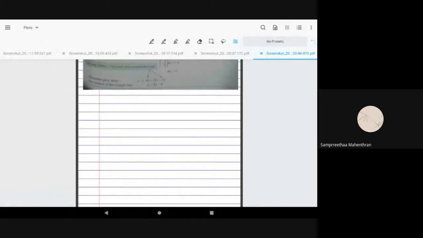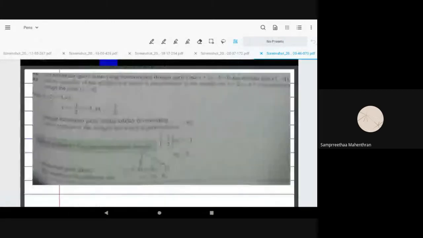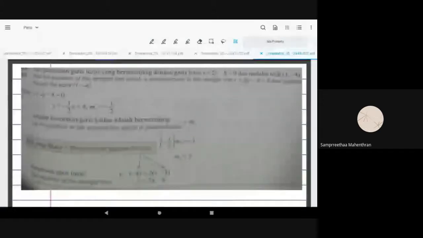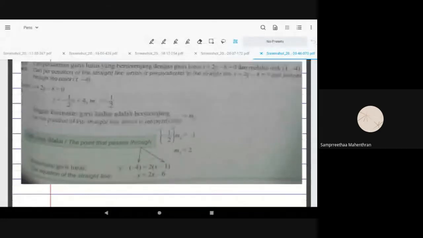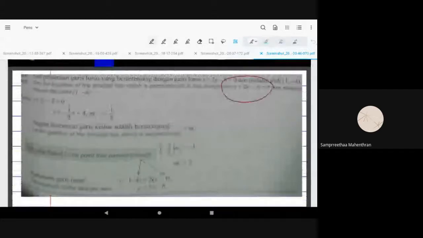Find the equation of the straight line which is perpendicular to the straight line x plus 2y minus 8 equals 0 and passes through the point 1, -4. So given the equation of the line, the perpendicular line passes through the point 1, -4. So same as our parallel line, first of all, we need to find the gradient.